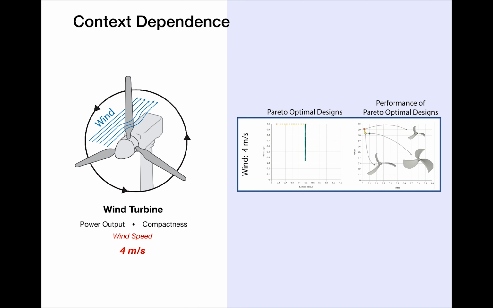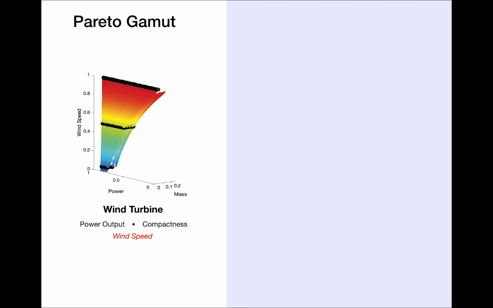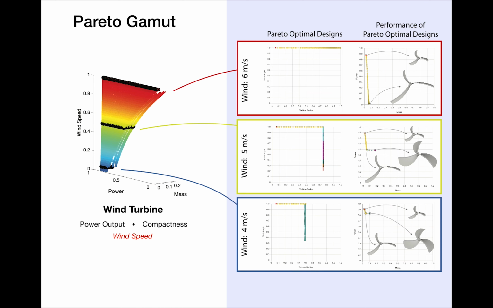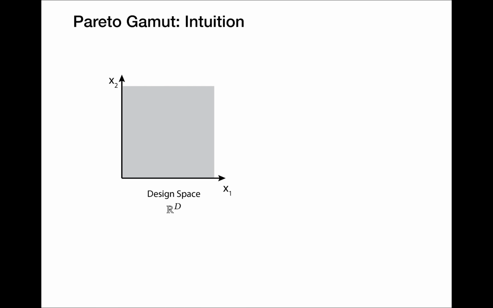To streamline this process, we introduce a new object called the Pareto Gamut, which captures the Pareto optimal designs over a range of contexts. We develop a method to discover the Pareto Gamut directly, rather than discovering one fixed context slice at a time. Once we have discovered the Pareto Gamut, we can extract the Pareto optimal designs corresponding to any fixed context. In traditional fixed context optimization, the design parameters form a design space.